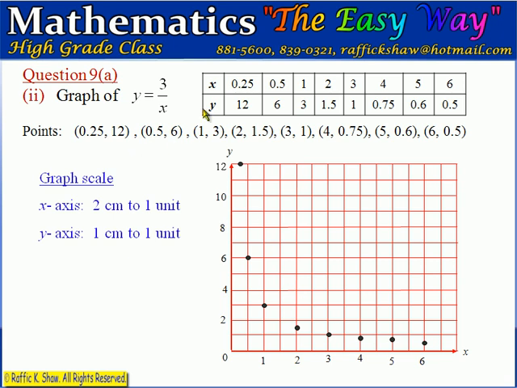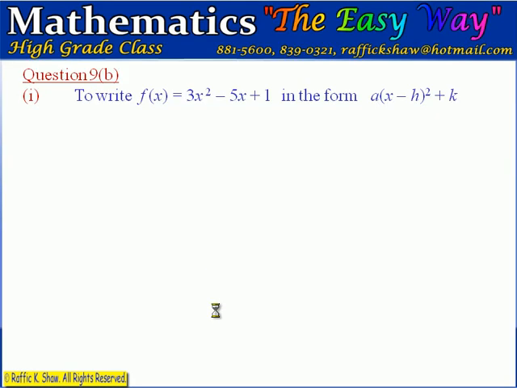So these are the points from this table, and all we need to do now is draw the smooth curve through those points, and this is it. And so that's the graph, a smooth curve through the points, and that is the answer for this part 2 of question 9a. Let's move down now to part B of question 9.